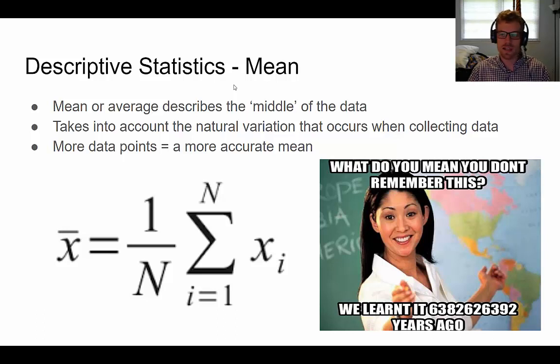If you think about the heights of a population, you're going to have some people that are really tall, some people that are really short, and then you're going to have a lot of people that are in the middle, or a lot of people that are really close to the mean. The more data points you have, the more accurate the mean.